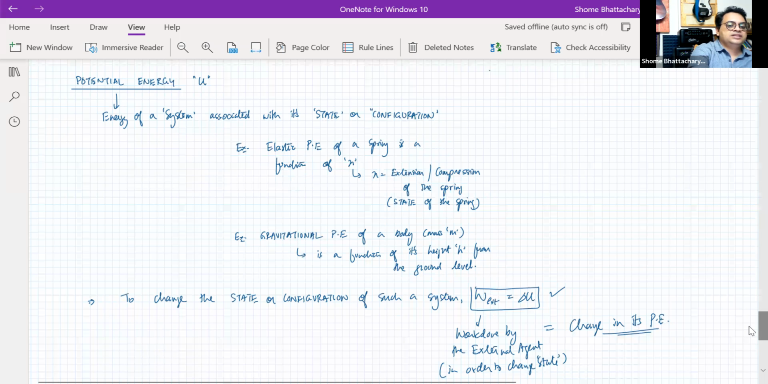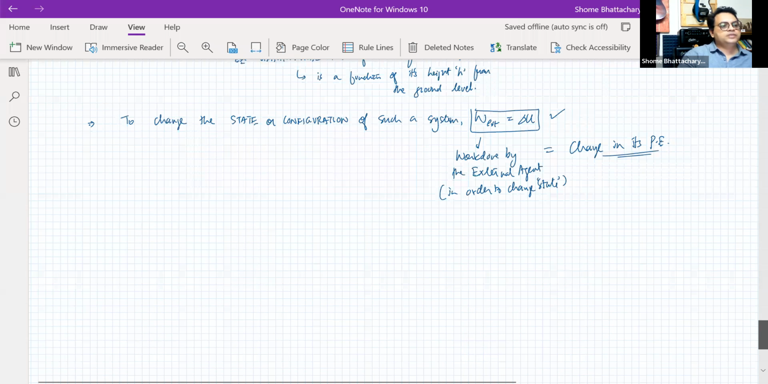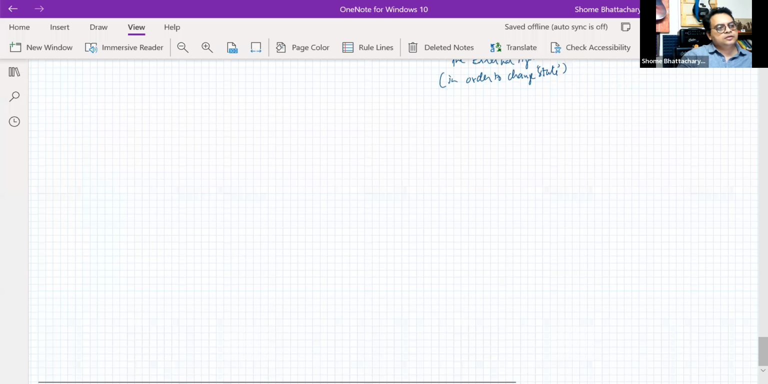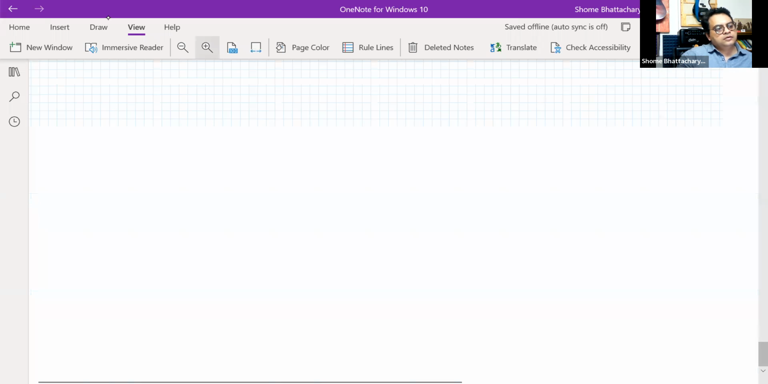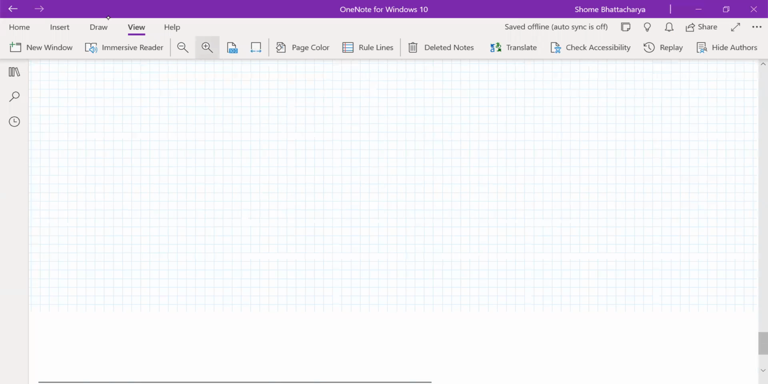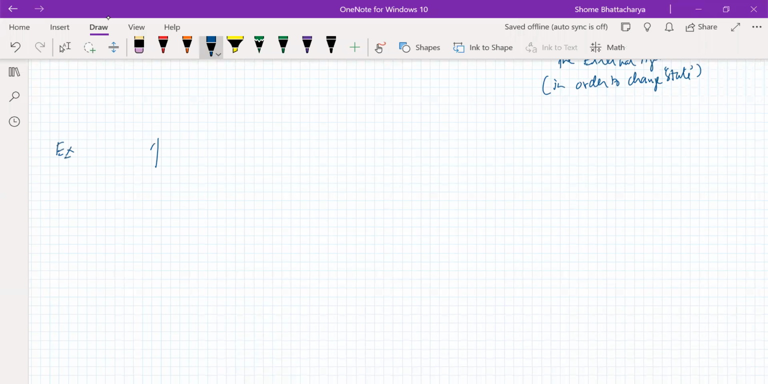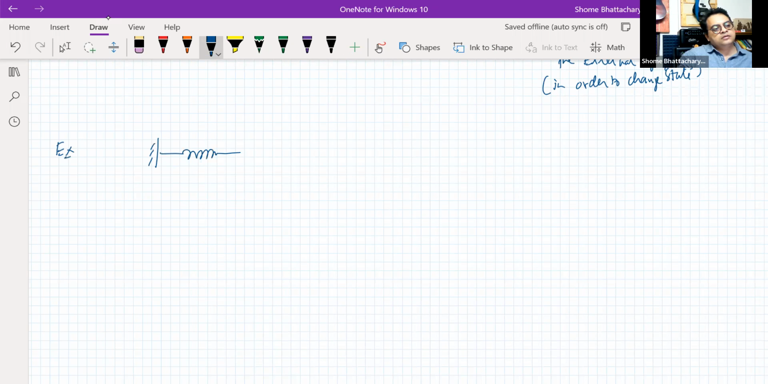Now let us see our first example of this. Just take a couple of minutes. I'm still writing the last point. Okay, I'll take you back to that part, don't worry. If we have a spring which is at natural length initially, and the spring constant is k, like this initially.